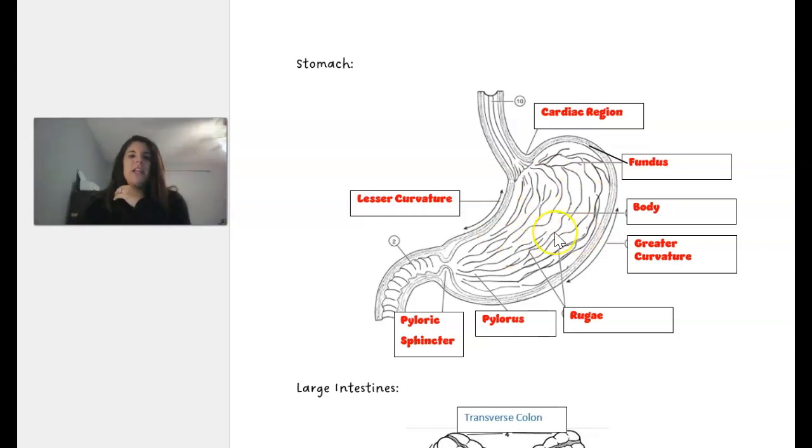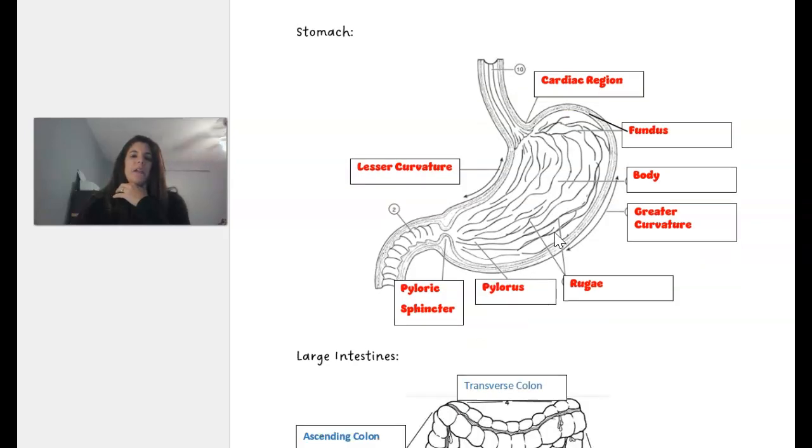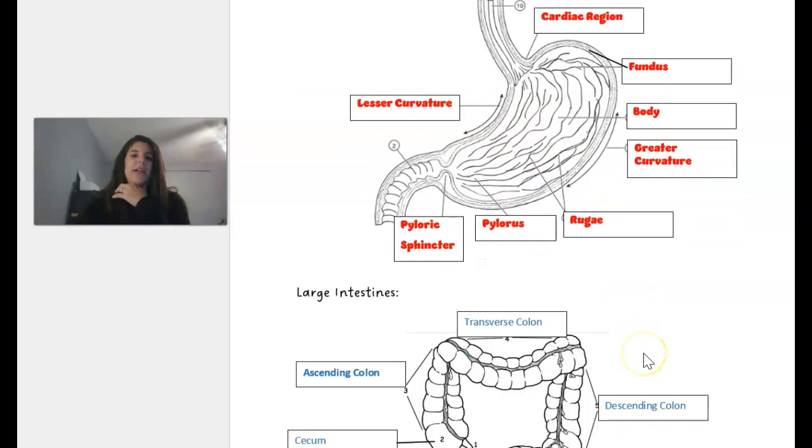So again, in the stomach, a small amount of carbohydrate digestion takes place, and just the beginning of protein and fat digestion takes place. Lots of stomach acid and enzymes are produced in the stomach to help break down food.